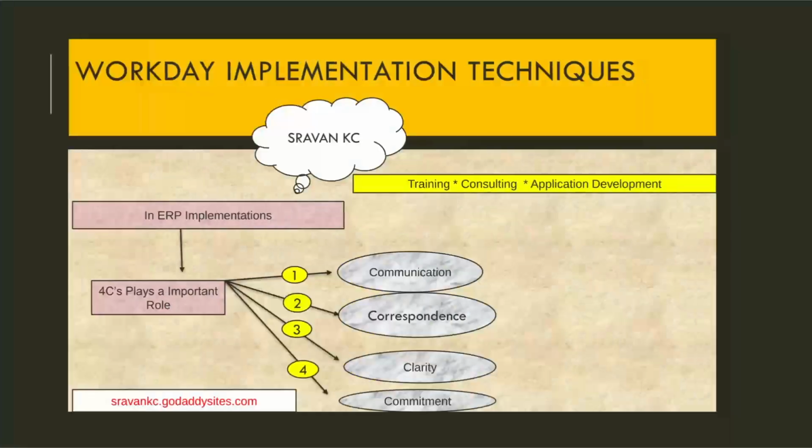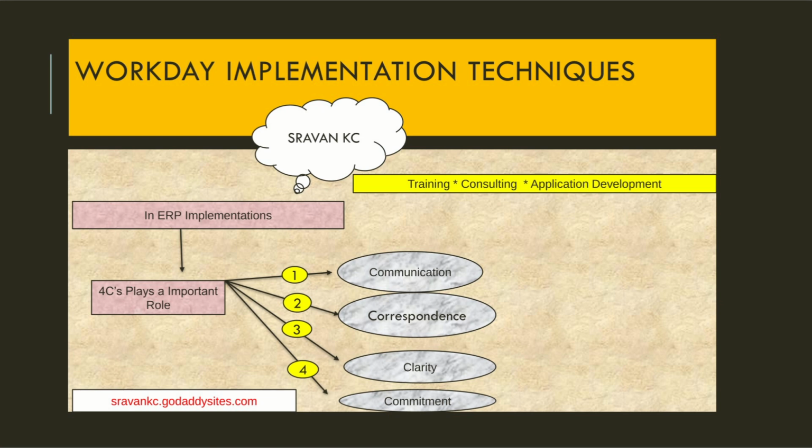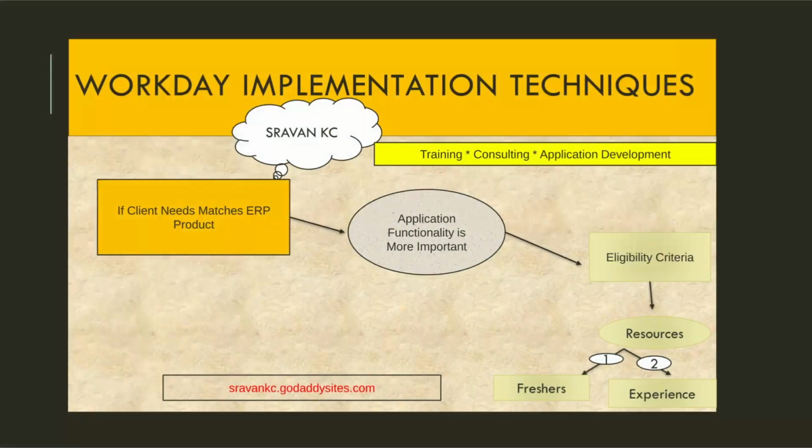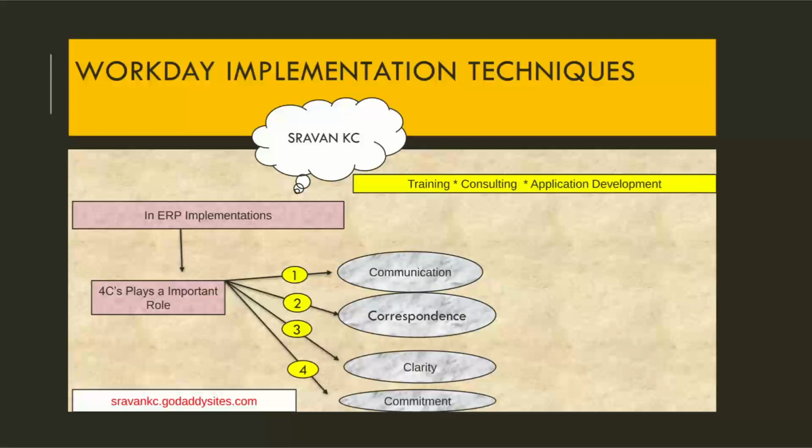So the organization wants to give an opportunity to the freshers as well as the experienced to take the implementation in the right way. In ERP implementation, the 4Cs play a vital role for successful ERP implementations. These 4Cs are for the freshers as well as the experienced too. What are the 4Cs?